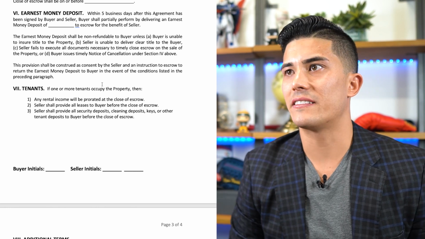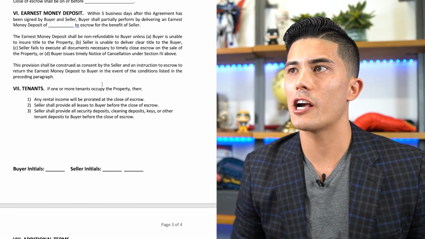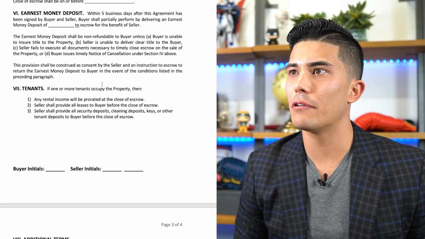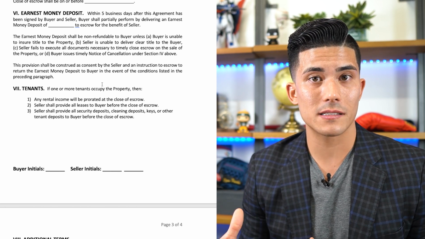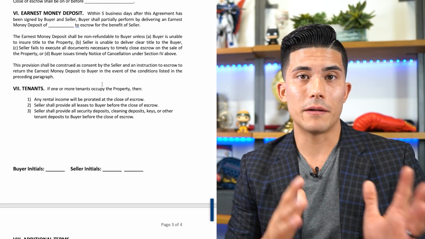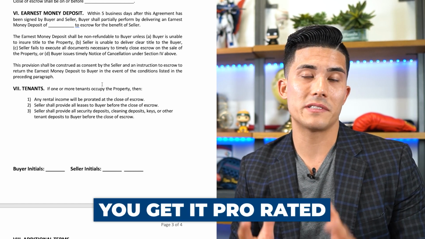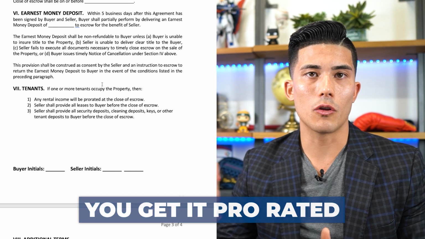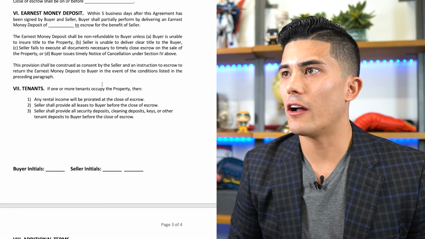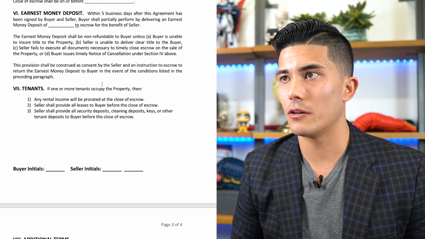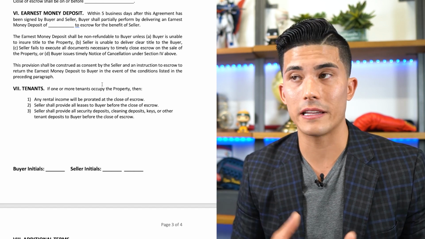All right, section 7, tenants. If one or more tenants occupy the property, then any rental income will be prorated at the close of escrow. So same thing as the taxes and insurance from before. You get it prorated. So you would get rent from, say, March 15th all the way to March 31st if they've already paid a full month. Seller shall provide all leases to the buyer before close of escrow. That's self-explanatory. You should have the lease.